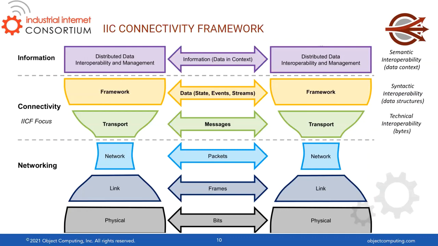What we do on top of that, we have many interesting choices. And the IIC connectivity framework breaks these into a few different layers. We've got the transport layer, which is concerned with sending messages across. And on top of that, the framework, which is concerned about a more general sense of data traversing. So maybe multiple messages could make up one piece of data, be it a state change or event or stream that's traversing the network. And then on top of all of that, we have this distributed data interoperability and management layer, which is more about what the application wants to do with the middleware.